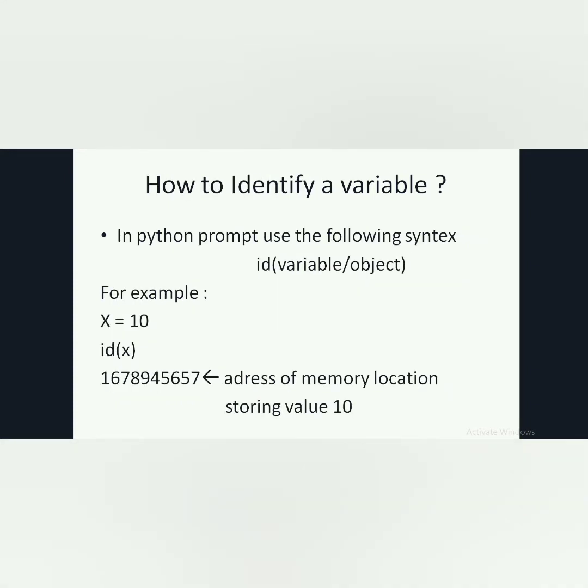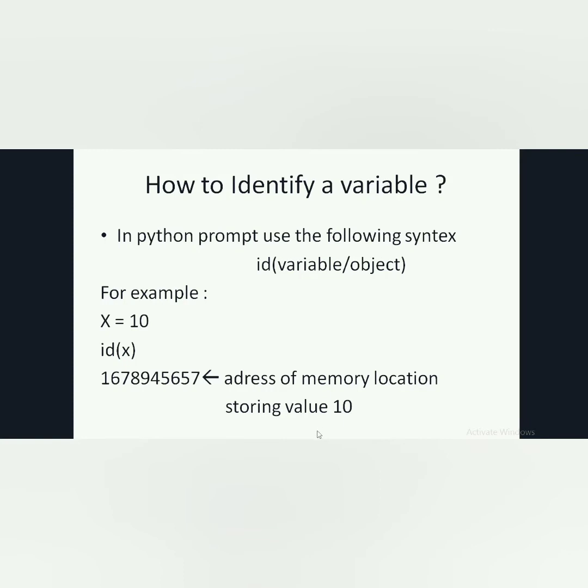So how to identify a variable? In the Python prompt, which is the window of Python I will show you, use the following syntax: id for identity, and within the parentheses use your variable or object. For example, x is equal to 10, id(x), and it will return a 10-digit large address of the memory location storing the value 10.